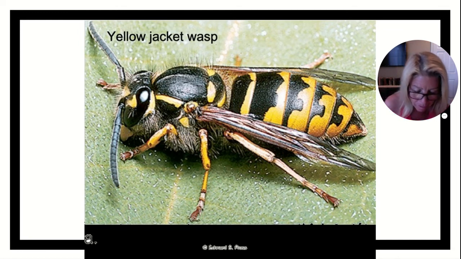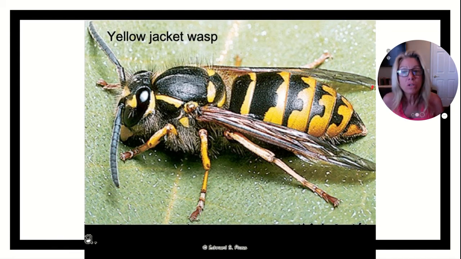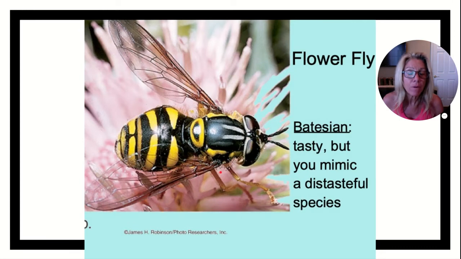So on your notes from mimicry: anti-predator defense where one species resembles another species or something in the environment. So you definitely want to avoid a yellow jacket, right? But this is a flower fly. It has the same coloration as a yellow jacket or a bee. This is called a Batesian mimic. He is tasty and good to eat, but he is mimicking a distasteful species, hoping to trick you. So I always think of it like taking the bait.